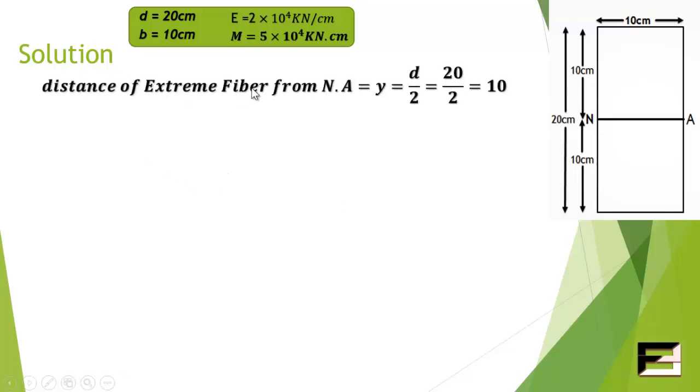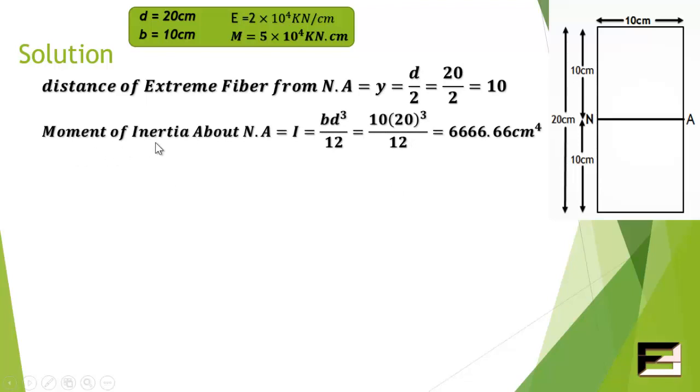Distance of extreme fiber from NA is equal to Y. So Y is equal to D by 2. D is the depth of the given figure, which is 20 centimeter. So 20 divided by 2 is equal to 10.